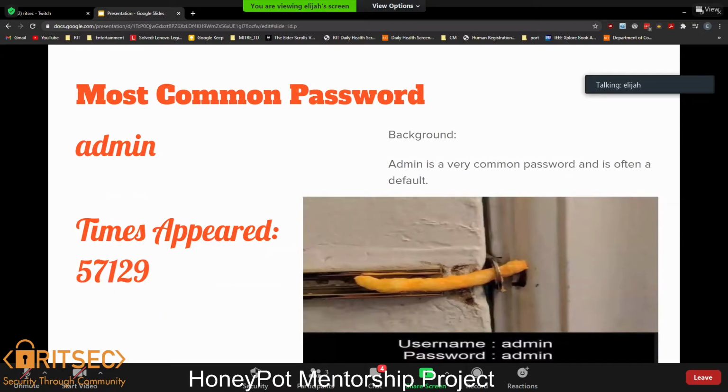Last but not least is the most common password, which is admin. I have seen this a couple of times. I can't remember if it was in challenges or CTFs, just admin. Don't do that. It's a very common default password, which is an issue, but that's another story. And similar to root, this appeared around 57,000 times in our logs.